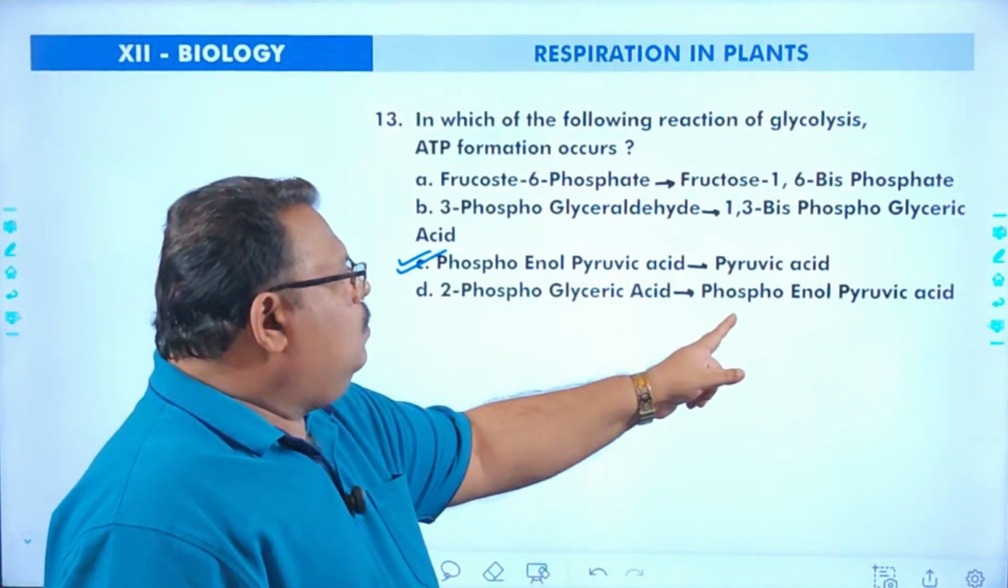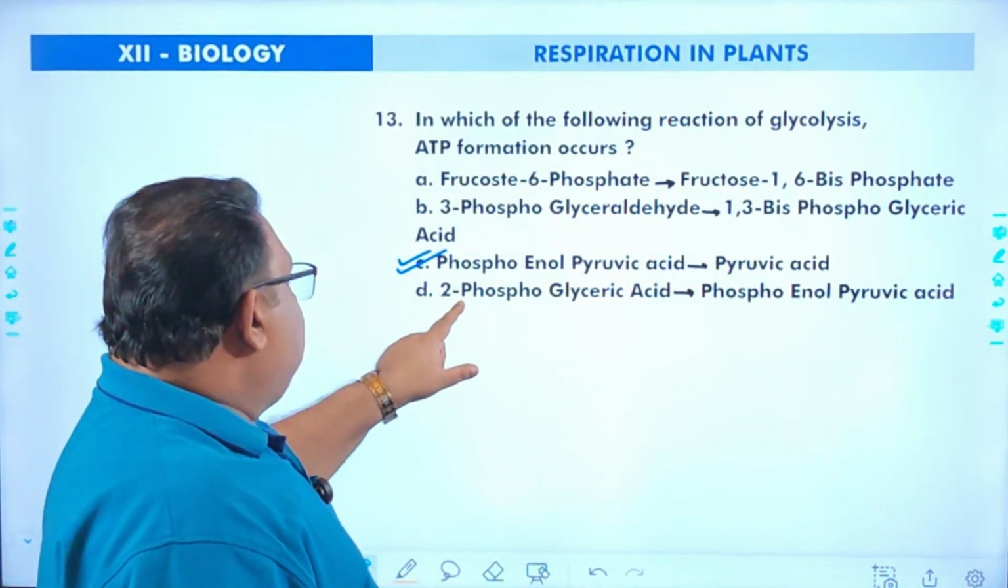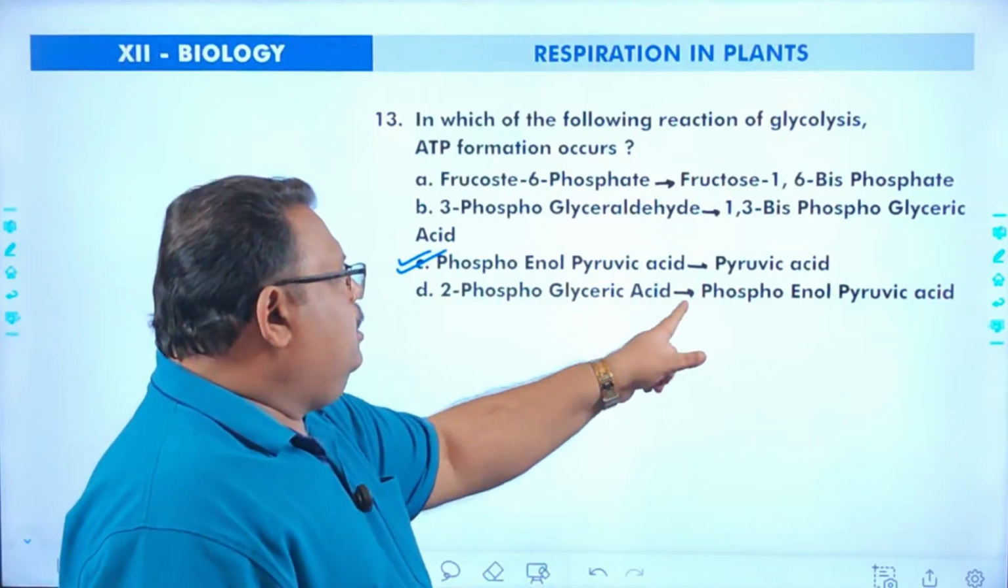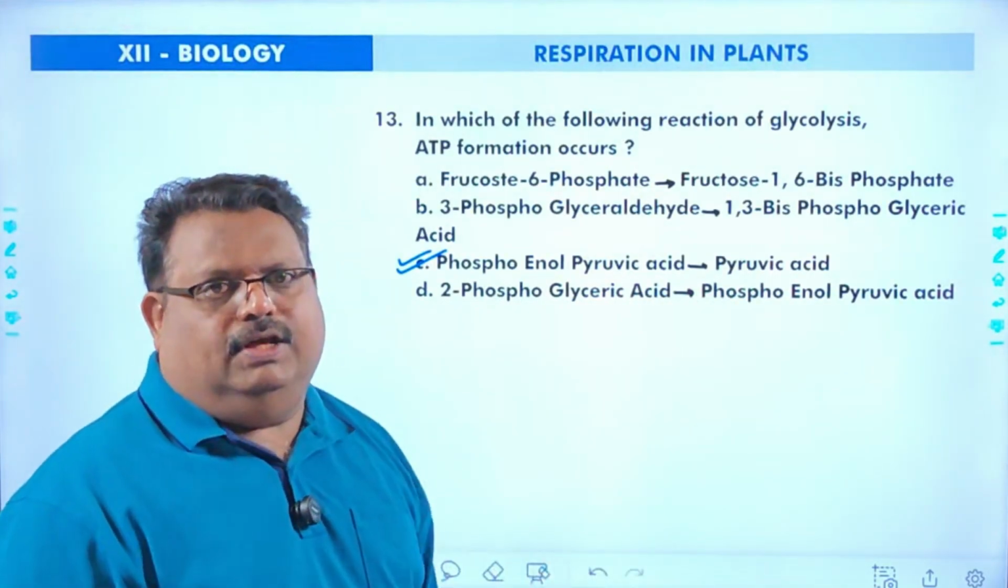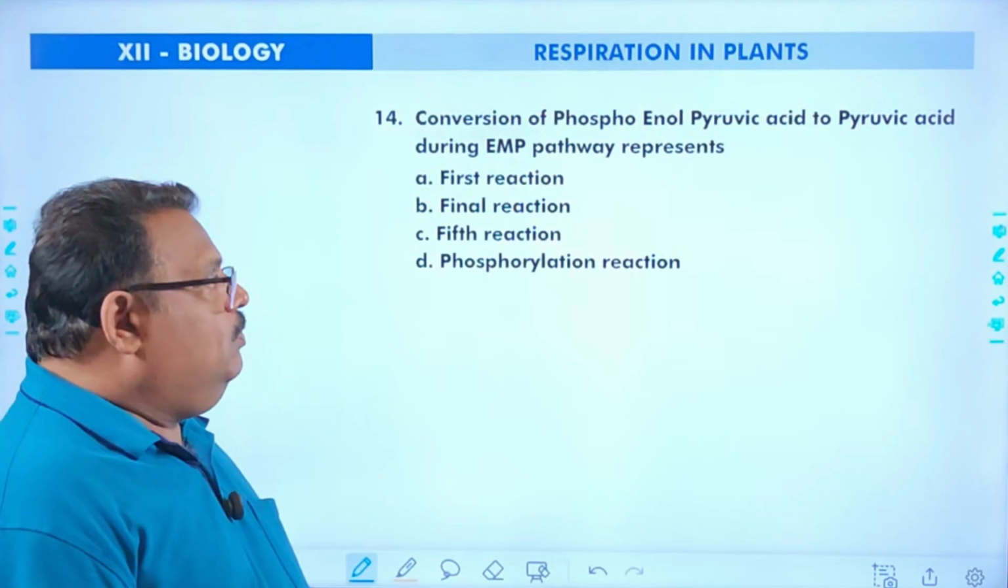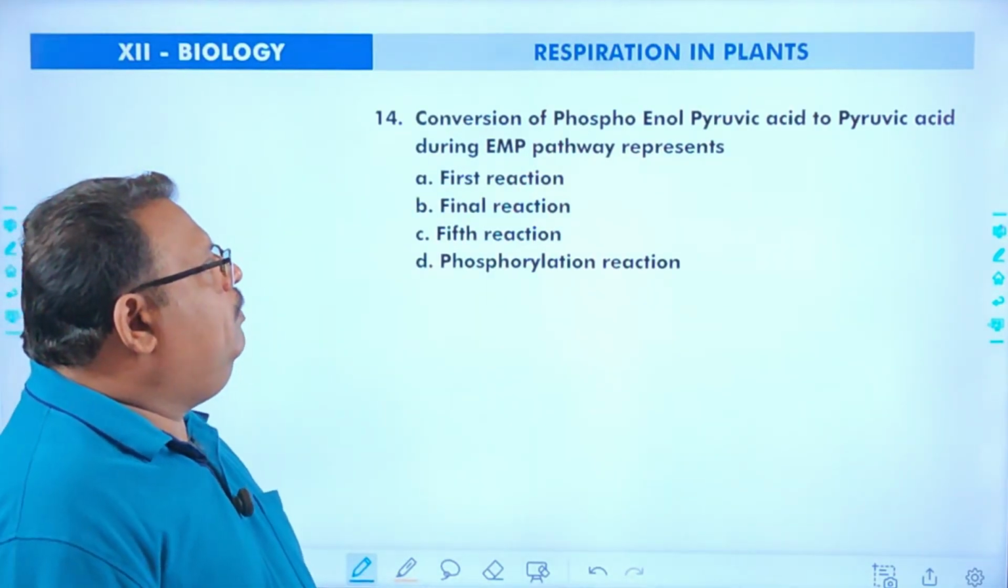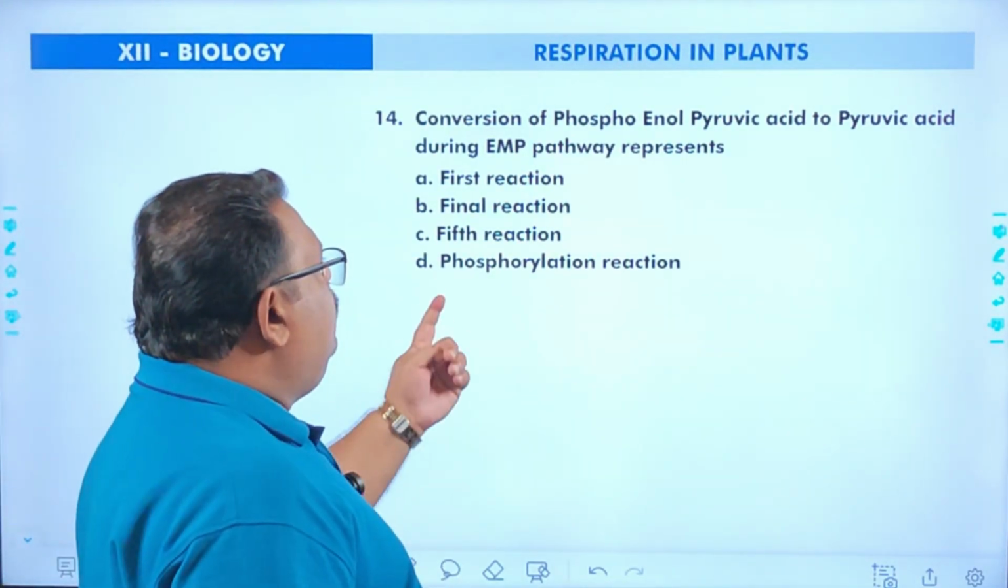2-phosphoglyceric acid into phosphoenol pyruvic acid. So here also the phosphate is present in both cases, so there is no release of ATP. So the answer is C. Next one, conversion of phosphoenol pyruvic acid into pyruvic acid during EMP pathway.